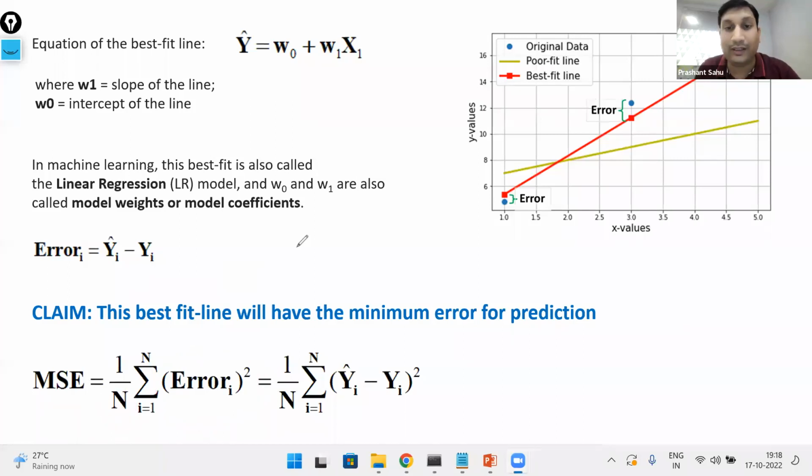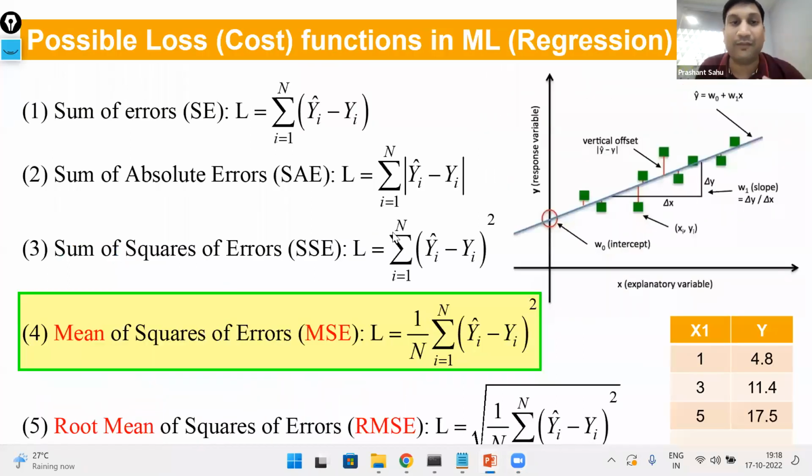This is not the only choice. Just for the sake of reference, there could be multiple choices for your error functions or cost functions or loss functions. Multiple names are there for the same thing. You can use the sum of the error terms. You can use the absolute sum of the error terms. You can use the sum of the squares of the error terms, SSE. I have chosen to go ahead with the mean square error function. And you can also use the root mean square error function. So multiple ways you can express this error.